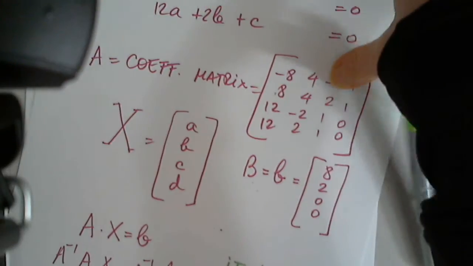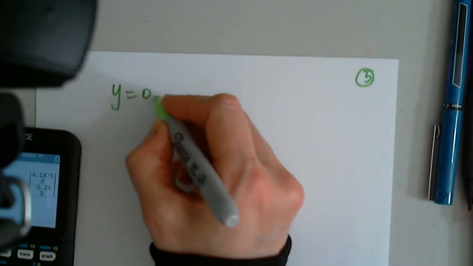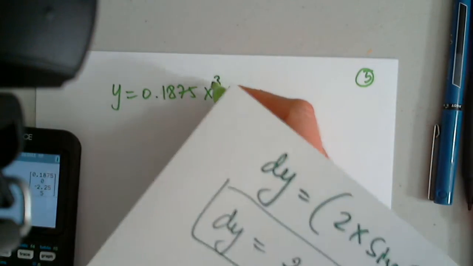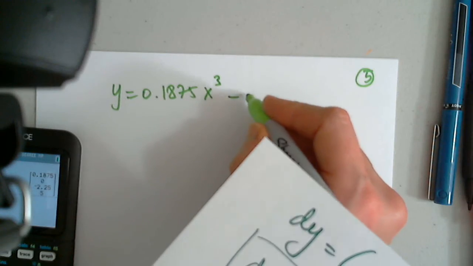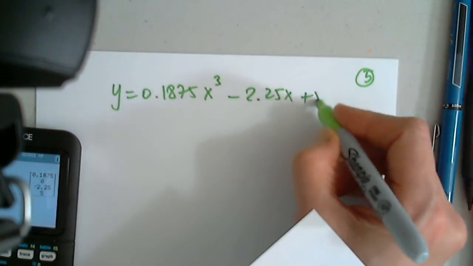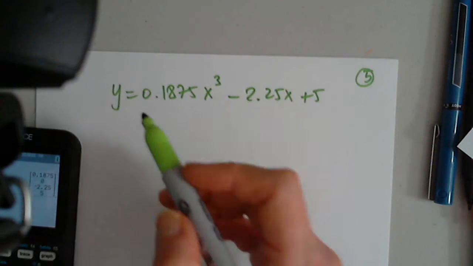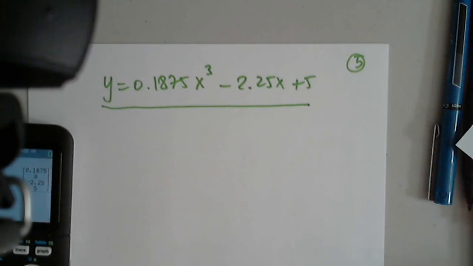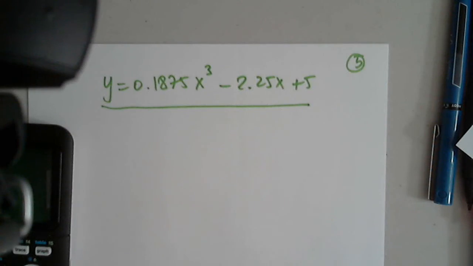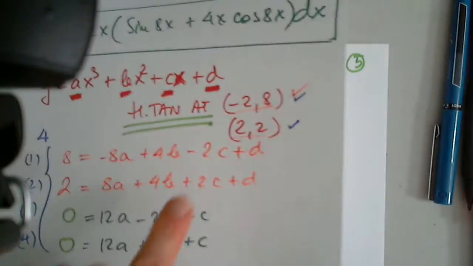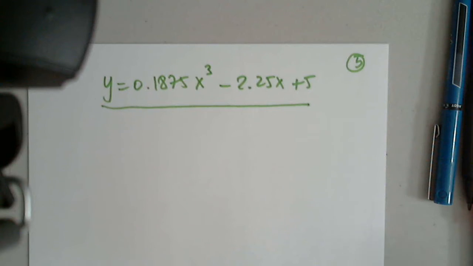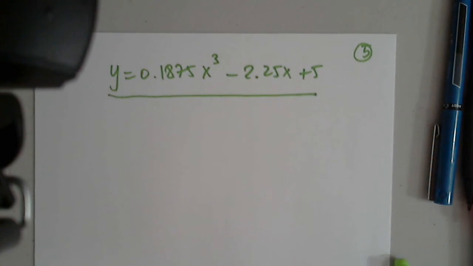So I have now the function. So it was y equals 0.1875x cubed minus 2.25x plus 5. And this is guaranteed to have horizontal tangents at the points negative 2, 8 and 2, 2.